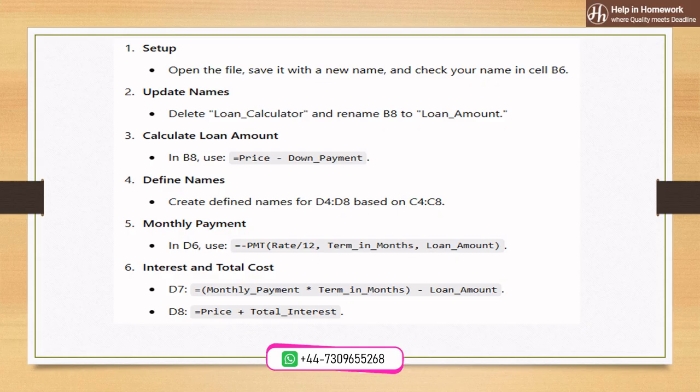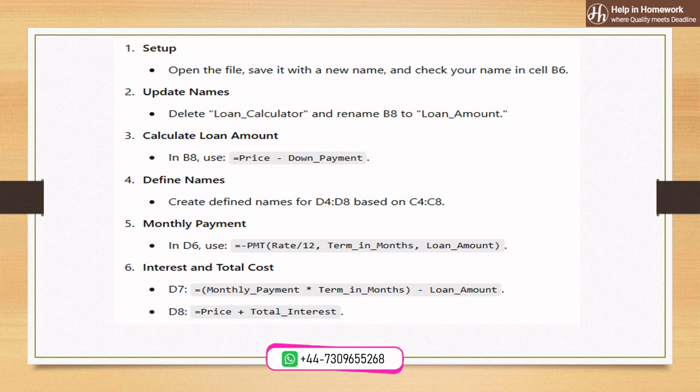Step 1. Setup. Open the file, save it with a new name, and check your name in cell B6. Step 2. Update names. Delete loan_calculator and rename B8 to loan_amount. Step 3. Calculate loan amount. In B8, use equals price minus down_payment. Step 4. Define names. Create defined names for D4, D8 based on C4, C8.